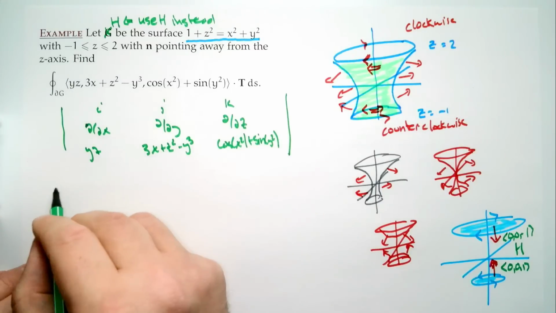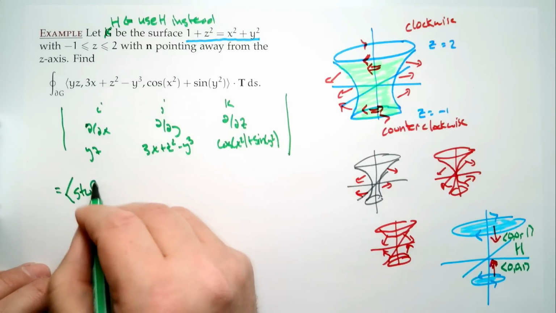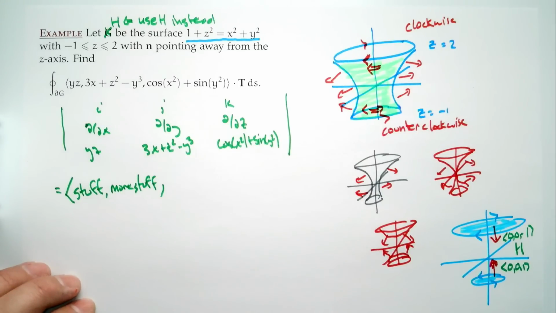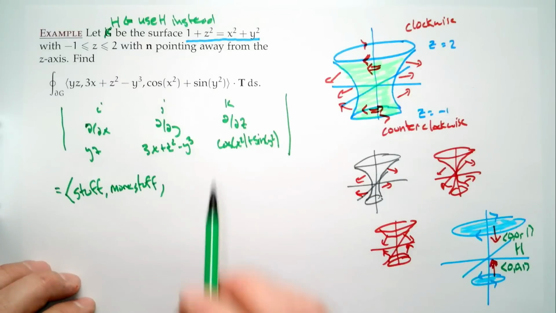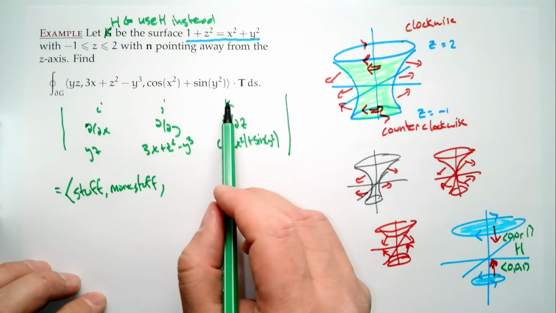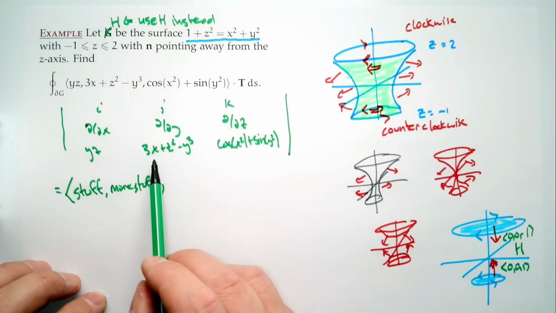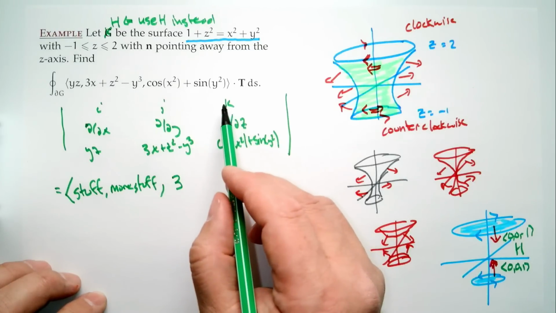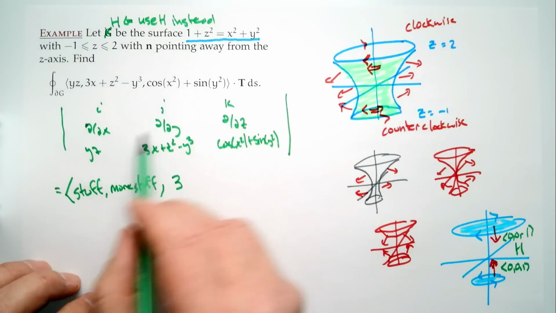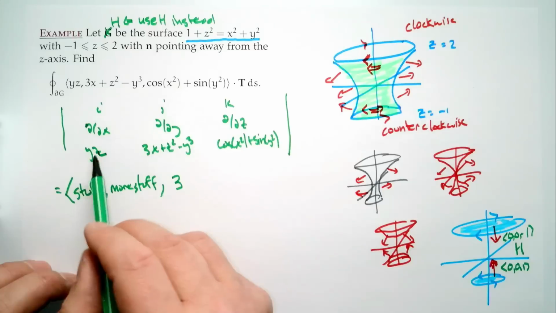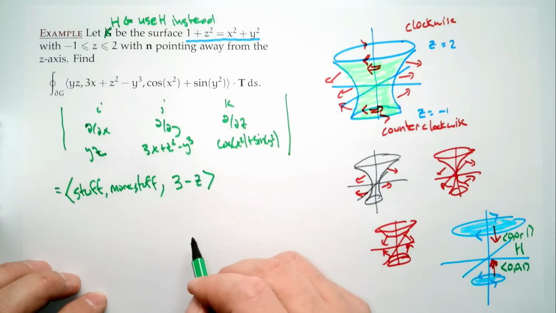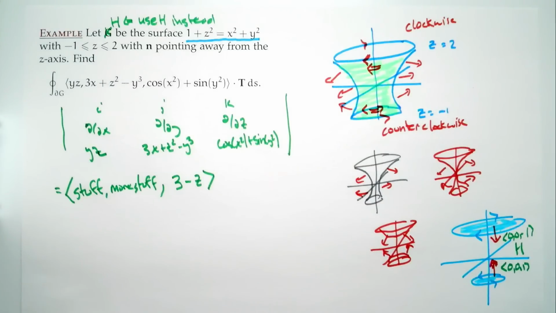So, here we go. We have stuff, more stuff, and then we have the third entry, which we care about. All right. So what's the third entry going to be? Well, that's the k. So it'll be k, partial x of 3x plus z squared minus y cubed. Well, 3. And then we're going to have minus partial y of, this is a z, it looks like a 7, y times z. Well, that's going to be minus z. All right. So there's our curl, well, at least as much of the curl as we need.